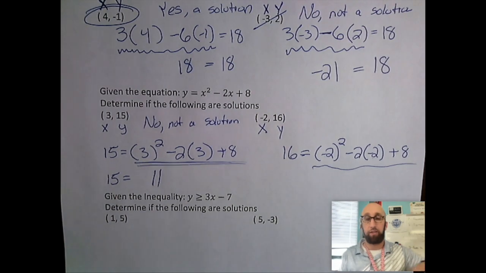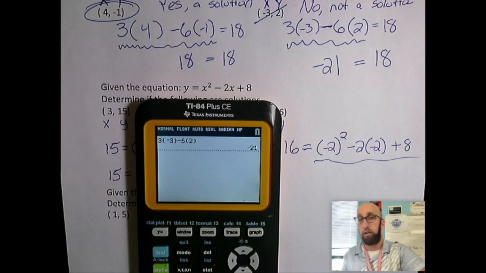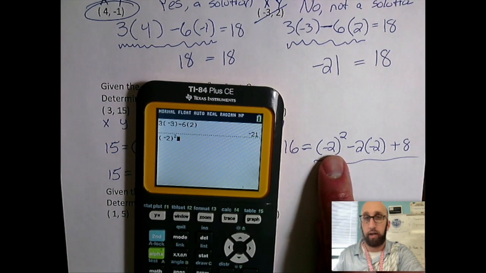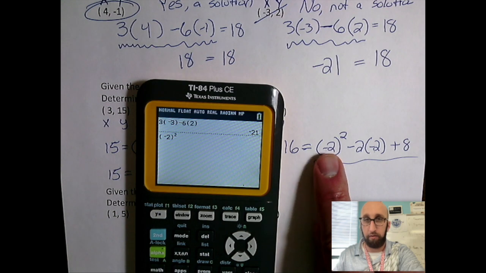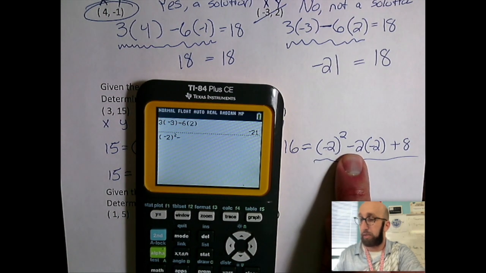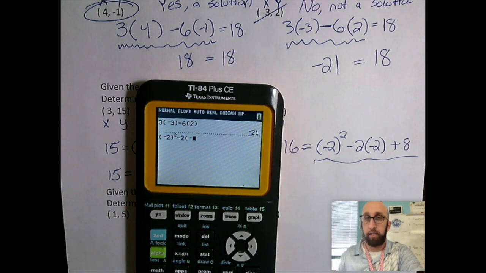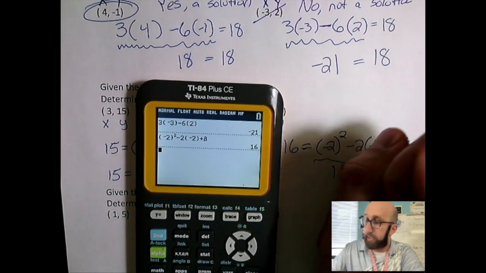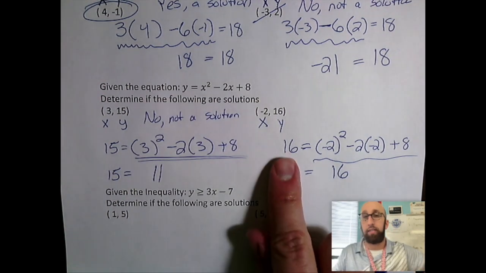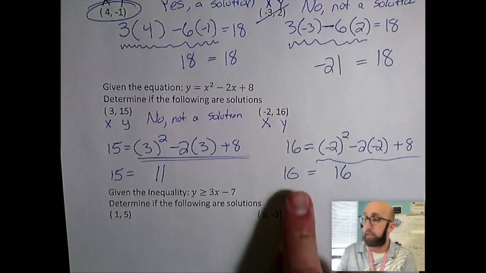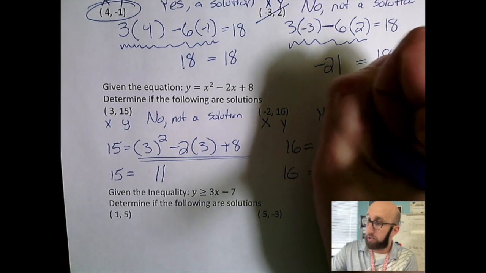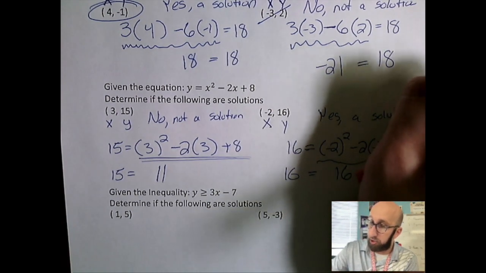This one's a little bit heavy, so I will show this one on screen. I'm typing in parentheses -2 squared. Okay, that is a negative, not a subtraction right now. -2 squared. This is a subtraction, -2. Parentheses, -2 plus 8. You hit enter, you get 16. The left side of this equal sign has a 16 with it, so we got 16 equals 16. Those are the same numbers, so yes, this is a solution.